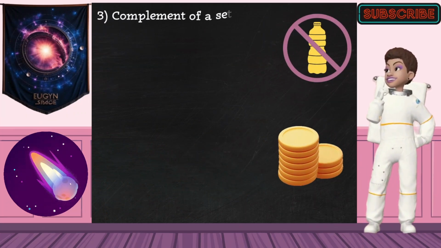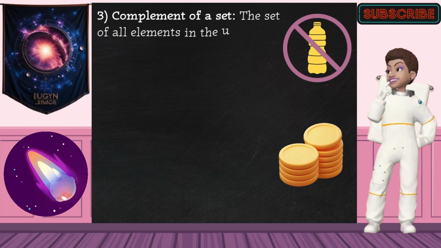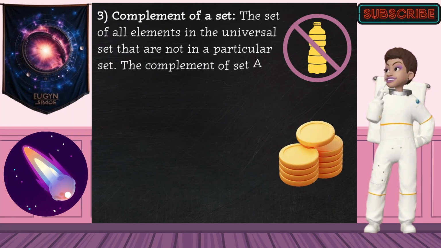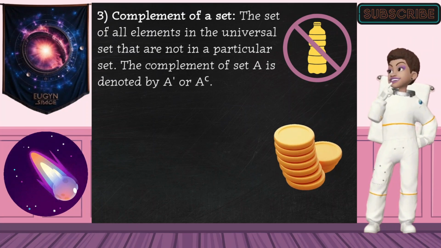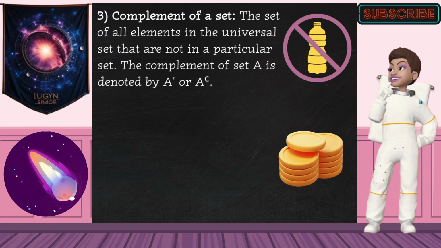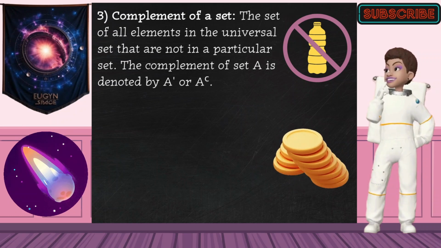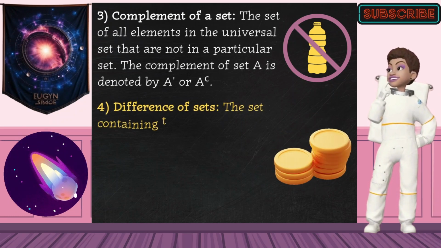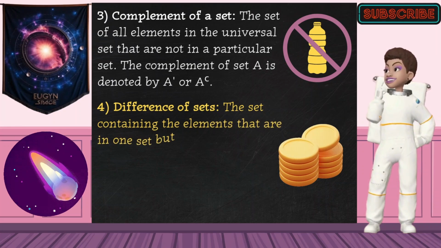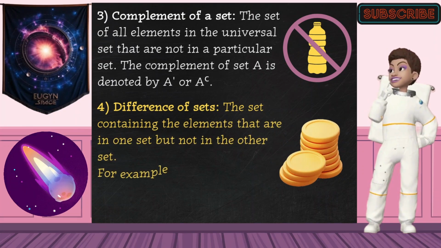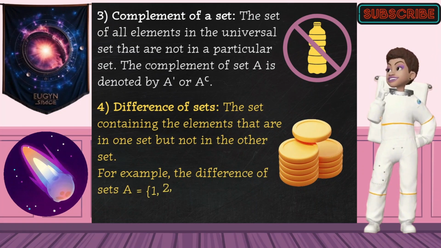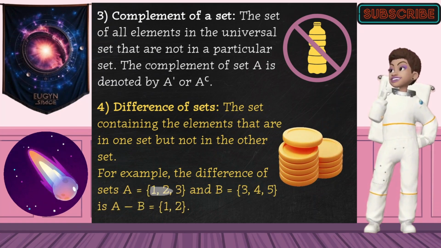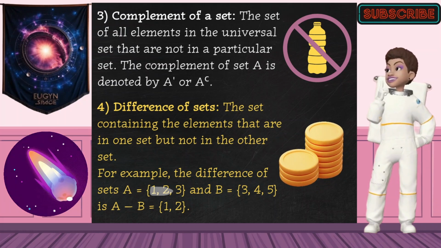3. The complement of a set is a set of all elements in the universal set that are not in a particular set. For example, the complement of set A will contain the elements in the universal set that are not in set A. 4. The difference of sets is a set containing the elements that are in one set but not in the other set. For example, the difference of sets A and B will contain the elements in set A that are not in set B.